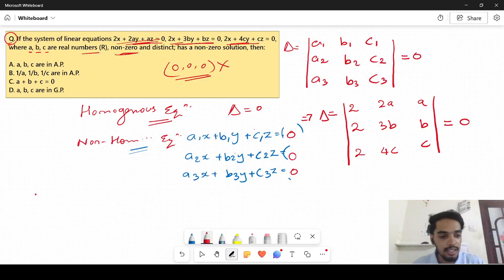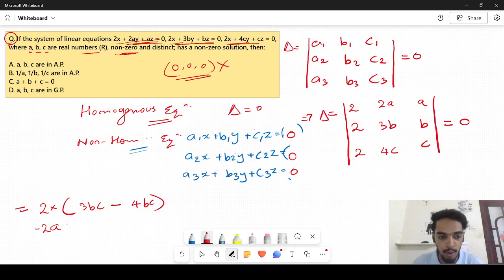Now, shall we solve this? So please expand this. What will you get? 2 into, 3b into c, so that will be 3bc, minus 4c into b, so 4bc. Then the second term will be minus 2a into, if we hide that, 2c into... are you able to follow this, right?